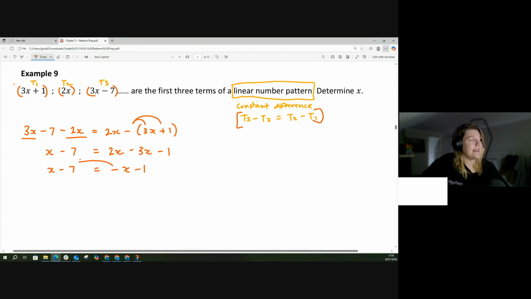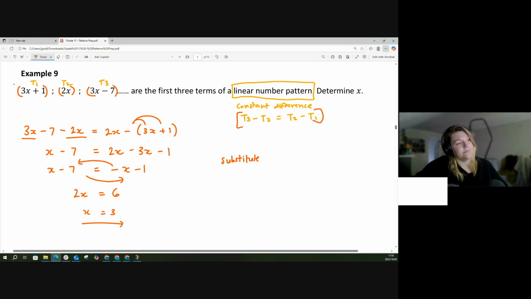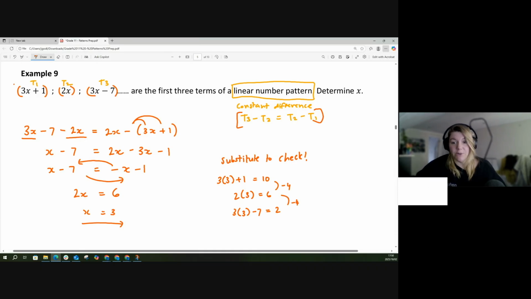I'm going to move my x over and my 7 over. So I have 2x is equal to 6, which means x is equal to 3. And you can always substitute to check. So if x was 3, we would have 3 times 3 plus 1, which gives us 10. 2 times 3, which gives us 6. And then 3 times 3 minus 7, which would give us 2. And you can see we are minusing 4 each time. So then we know we're right.